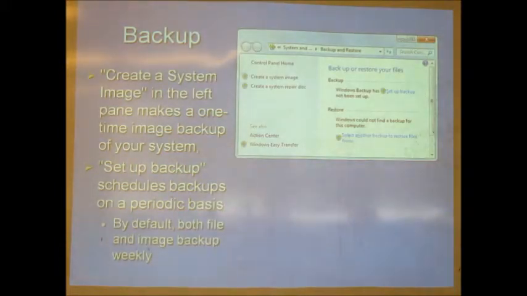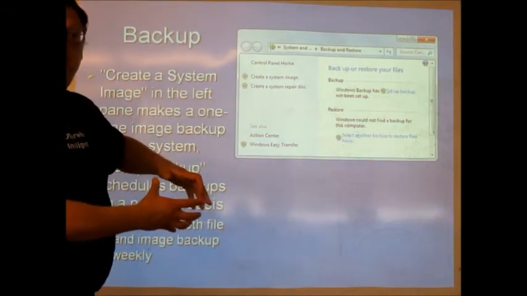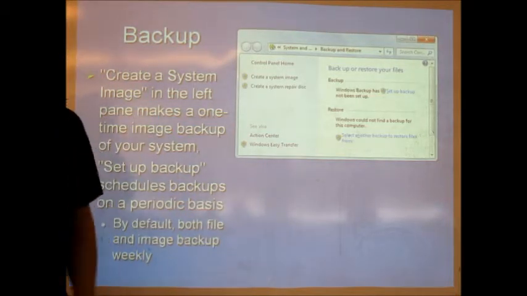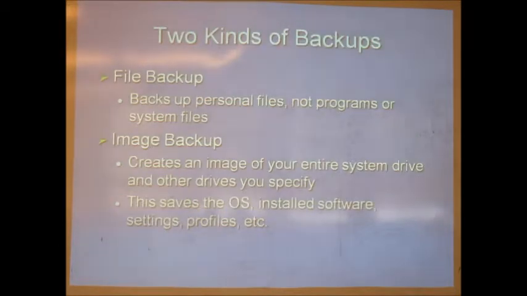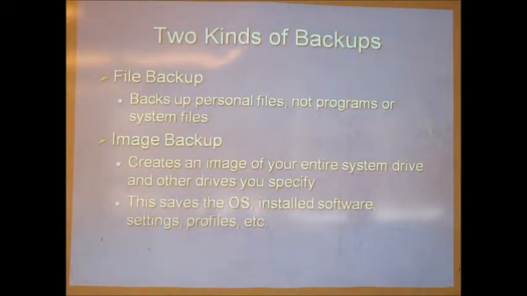Anyway, the backup utilities here, you can create a system image. This will make a one-time backup of your entire system. The system image will do the entire C drive and any other drive you may choose, the entire system drive. And you can set up a schedule, which will make the two kinds of backups on a schedule of your choice. The two kinds of backup being a system image to make the machine start again, and a backup of your files. Those are typically two quite different things. By default it'll do both of them every week, but you can schedule them. They serve entirely different purposes.